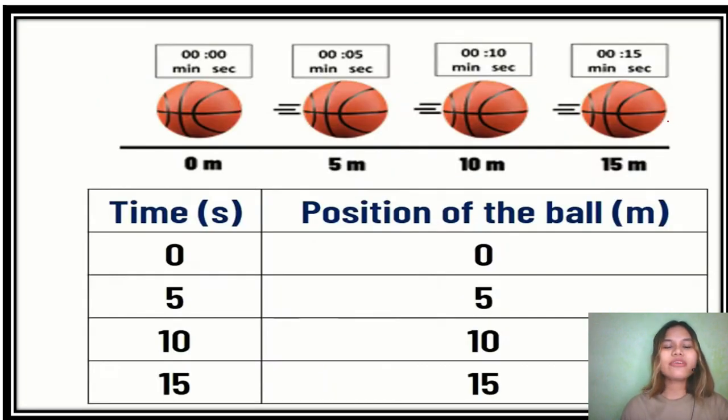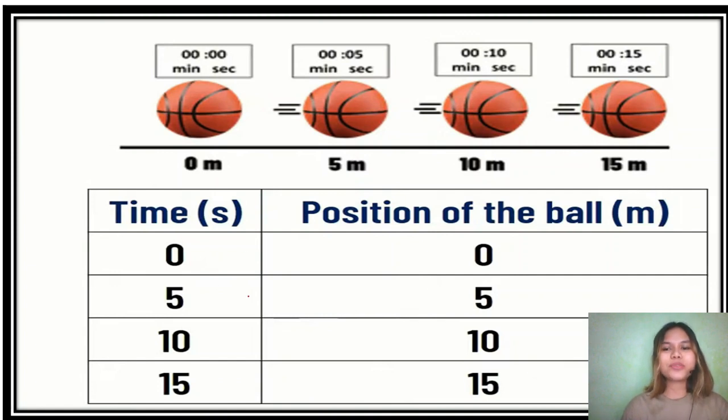Next, let's say for example, we have here the motion of the ball. Given the table for the ball, we have the time and its position. The time is measured in seconds and the position of the ball is measured in meters. So at time 0 seconds, the position of the ball is 0. Meaning, the ball is at rest, not moving, hindi gumagalaw.